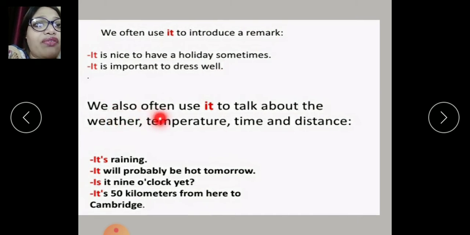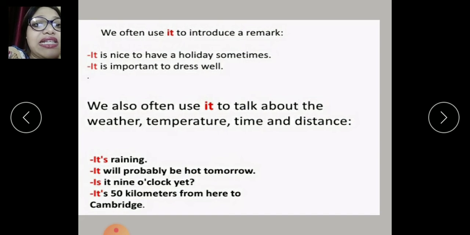So we often use it to talk about the weather, temperature, time, and distance. Generally, these things are denoted by it. Like, it's raining. It will probably be hot tomorrow. So it's talking about temperature, and the first one about weather. The next one is about time.